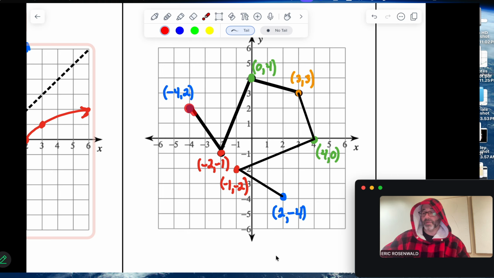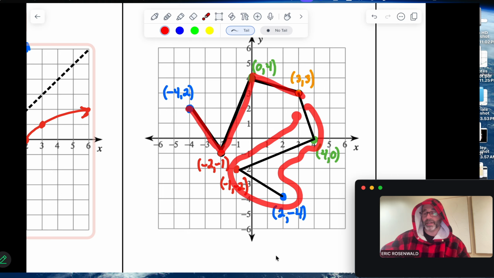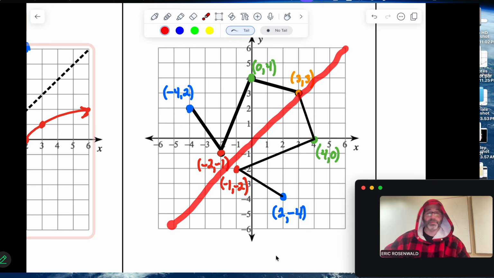So this is my reflected graph of the original graph that we see right here. It's reflected over this line right here. So you can see if I put that line right there, there's a reflection. It's the same on the right as it is on the left.